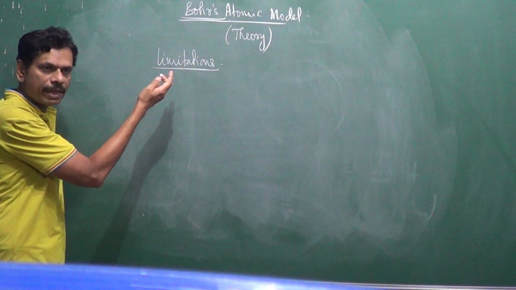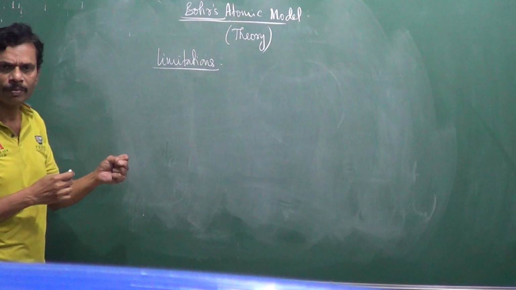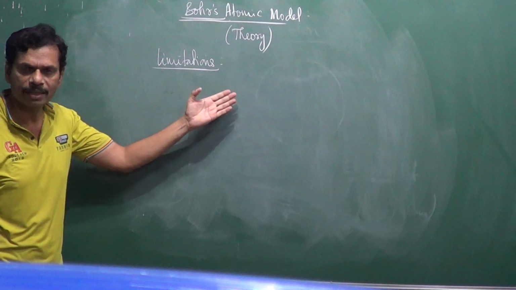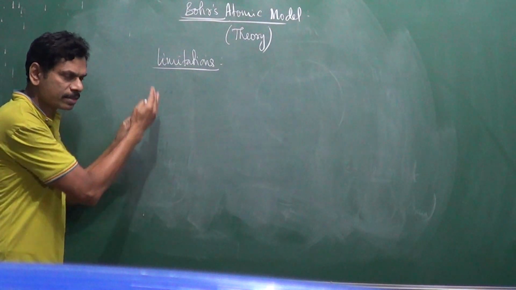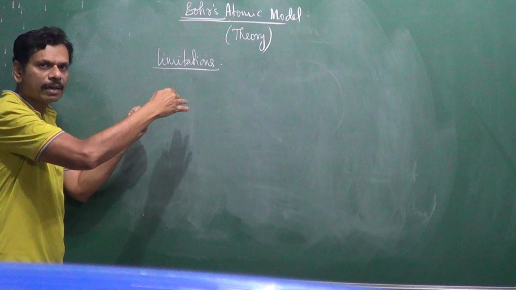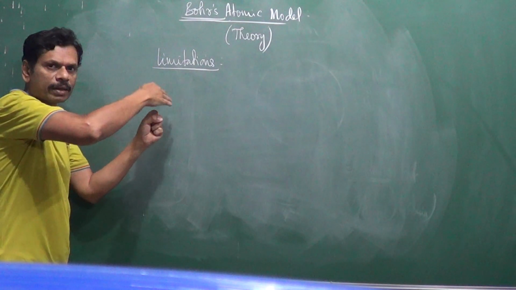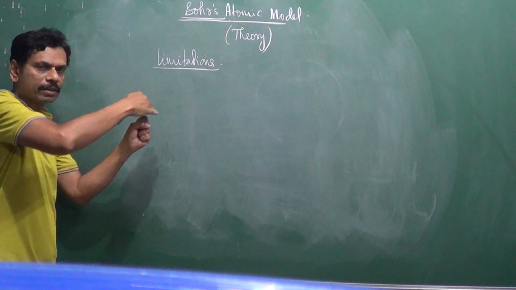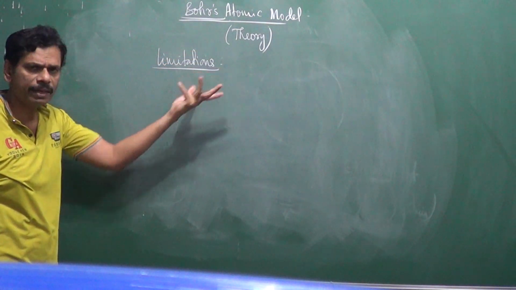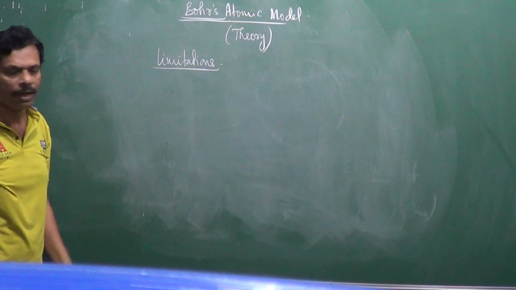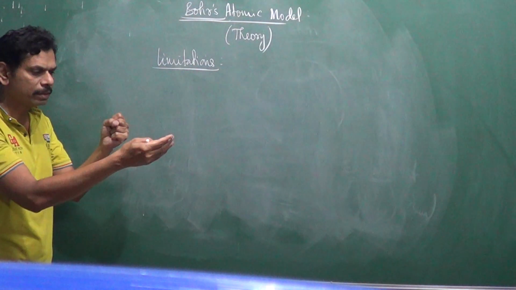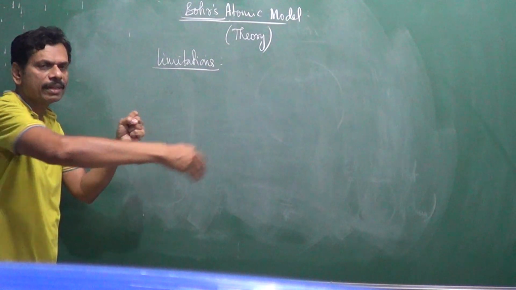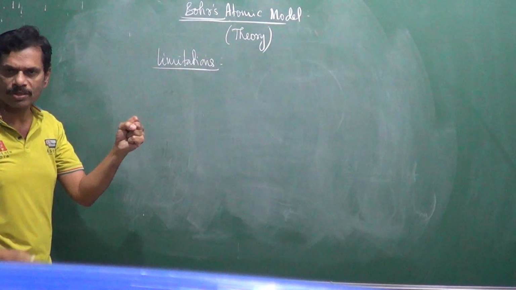Bohr's theory did not explain electronic configuration: 1s2, 2s2, 2p6, 3s2. How the electrons pair up, or how they are arranged inside the atom, he didn't say anything about that. And he mentioned only the circular orbit. He could not say anything about the elliptical orbits.